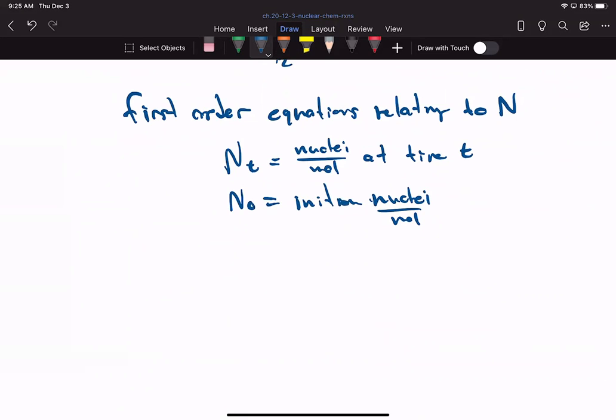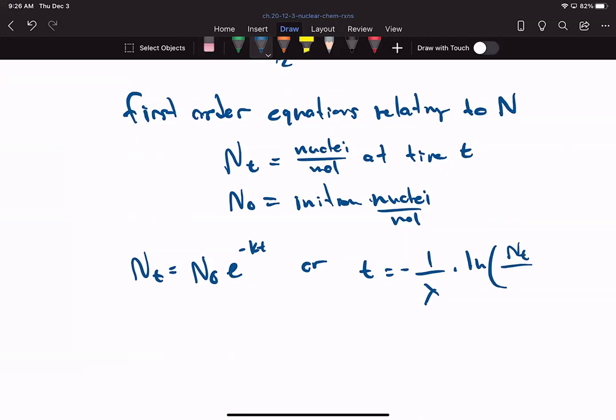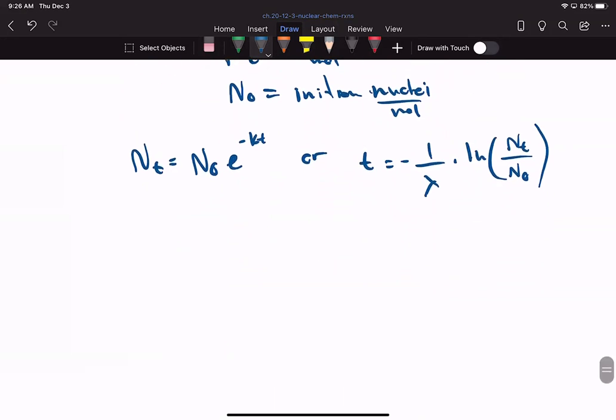And there are some more formulas that we need to know here. So this chapter has a lot of formulas. N sub t is equal to N naught e to the negative kt, or t is equal to negative 1 over lambda times the natural log of N sub t over N naught. All right. There are a lot of formulas here, but they aren't difficult to use. We'll do a couple of examples here.